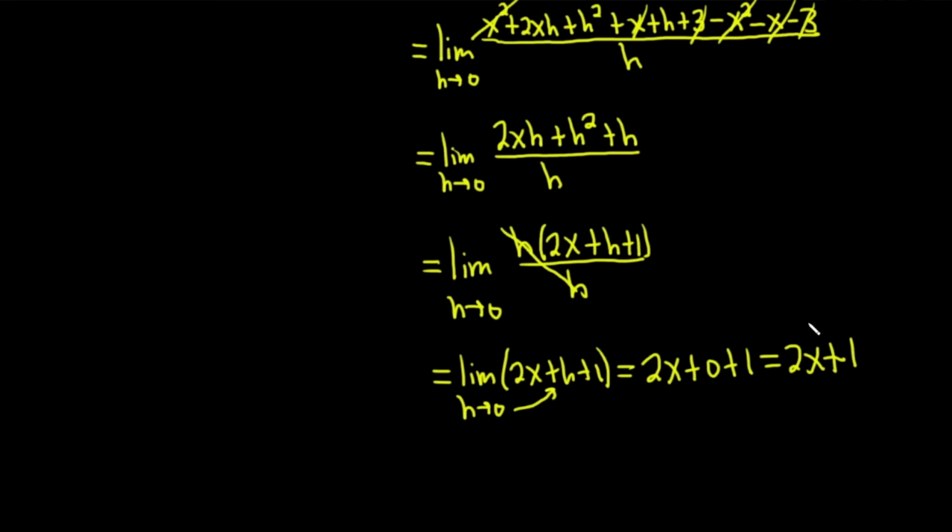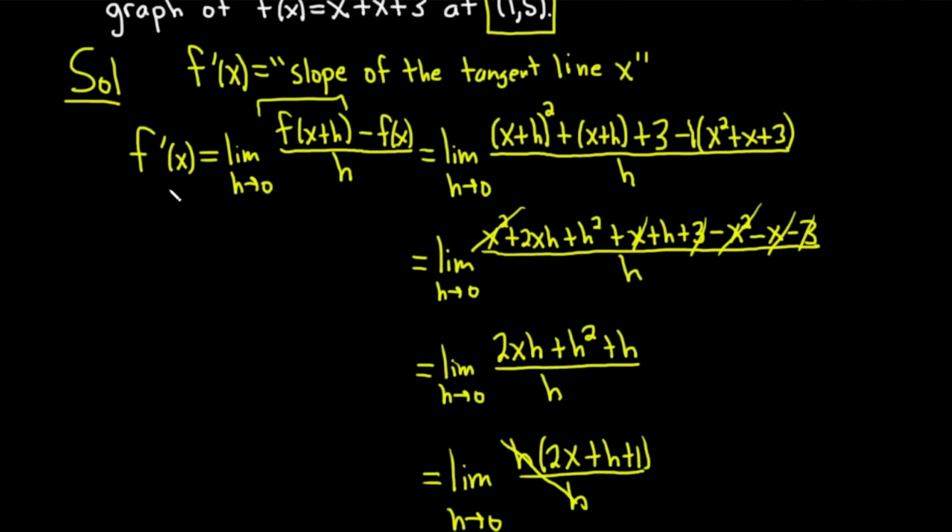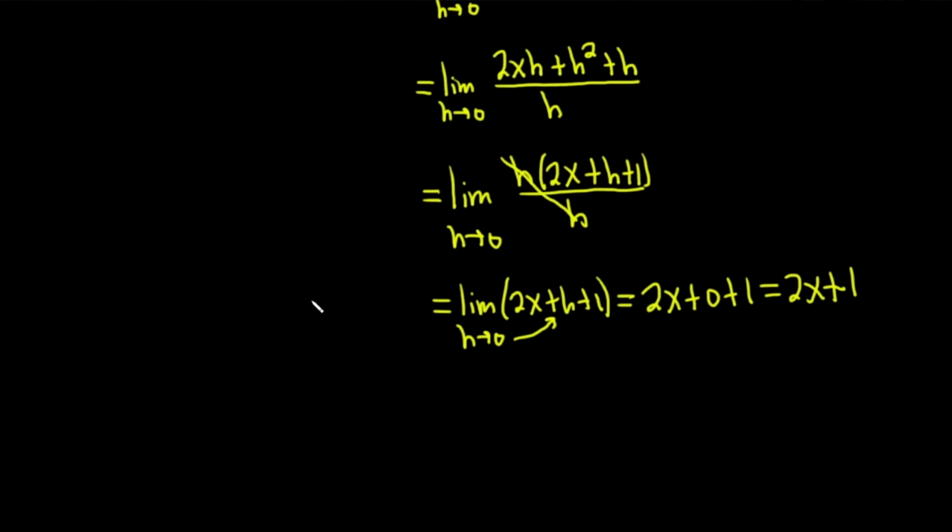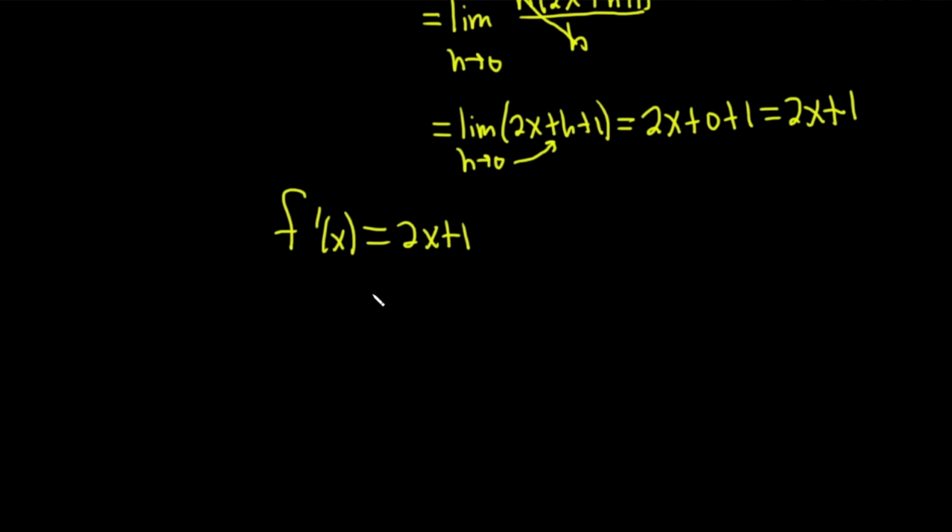So what does that tell us? That tells us that the derivative of f at x is equal to 2x plus 1. So now we have that f prime of x is equal to 2x plus 1. And so what this does is this gives us the slope of the tangent line at x. So now we can plug in any number here and we can get the slope at that number. We want the slope at 1, 5.